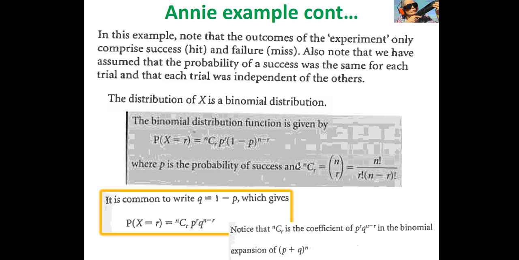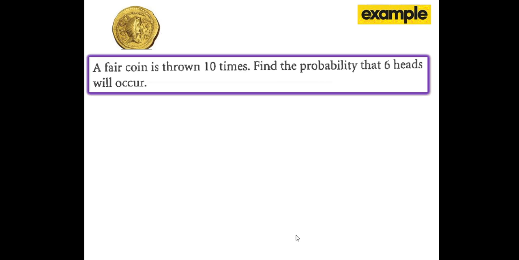Here p is the probability of success and nCr is a binomial coefficient, which if you were to work it out by hand is n factorial over r factorial times (n minus r) factorial. That's how you work it out by hand. It's common to write q equals 1 minus p, like here. Rather than write p and q, you can just substitute 1 minus p, which is the simpler way of putting q. Notice that nCr is the binomial coefficient in the binomial expansion, relating it back to the binomial theorem.